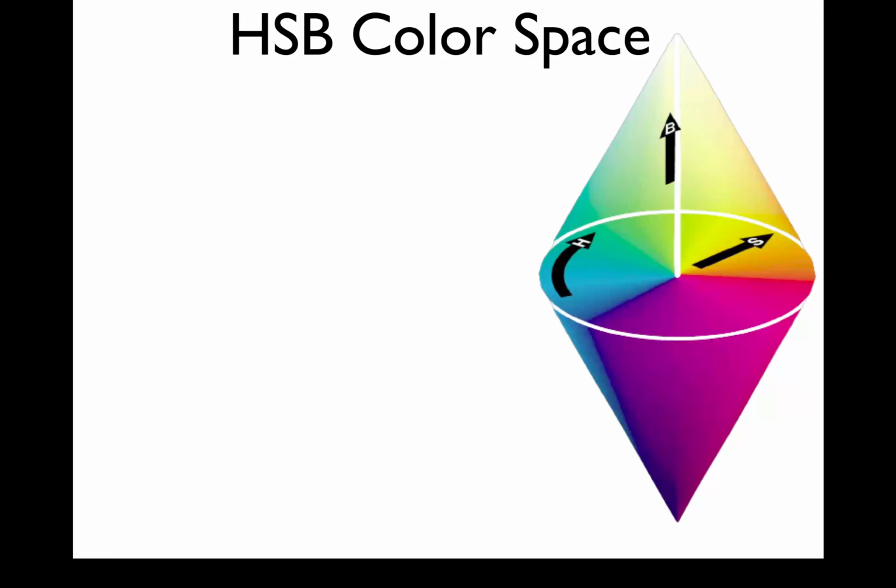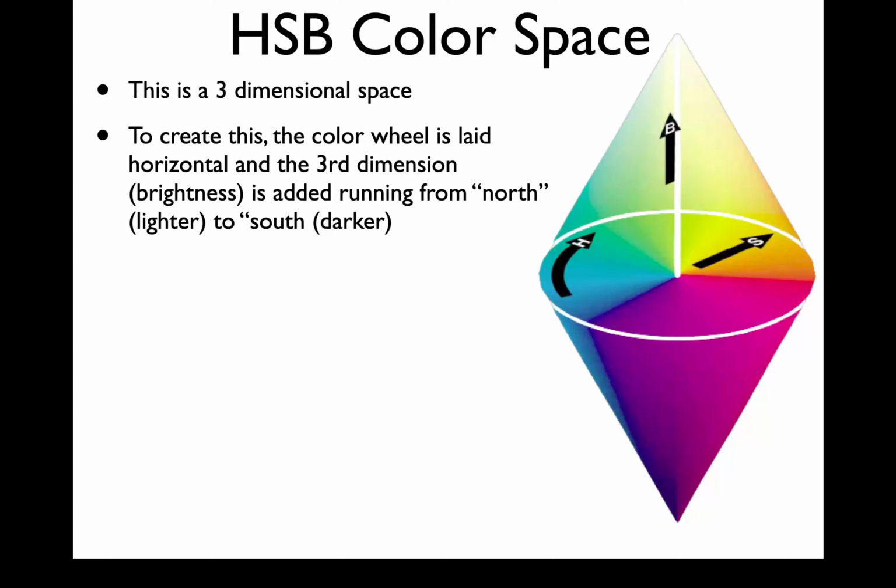So again, hue is around the edges of this. Saturation is from the center out. This is that two-dimensional disc. They've flattened it, and then they've added a third dimension, brightness, that goes up to the top and down to the bottom. So you can see as you go up here, you get lighter and lighter, and as you go down here, you get darker and darker. So again, we now have a three-dimensional color space that is not based on RGB. This is now based on HSB. And there's a major advantage to this. We're going to look at that in just a second. So it is a three-dimensional space, laid horizontally.